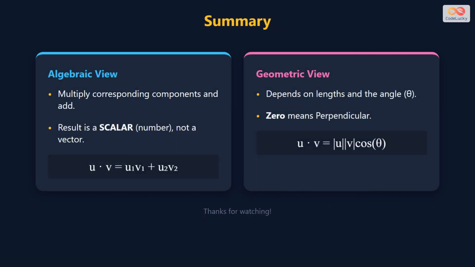To wrap up, remember these two key perspectives. Algebraically, you multiply components and sum them up to get a number. Geometrically, it tells you how much one vector points in the direction of another, based on the lengths and the cosine of the angle. Thanks for watching.